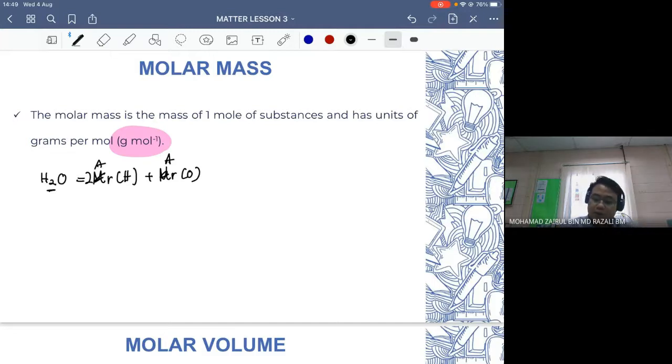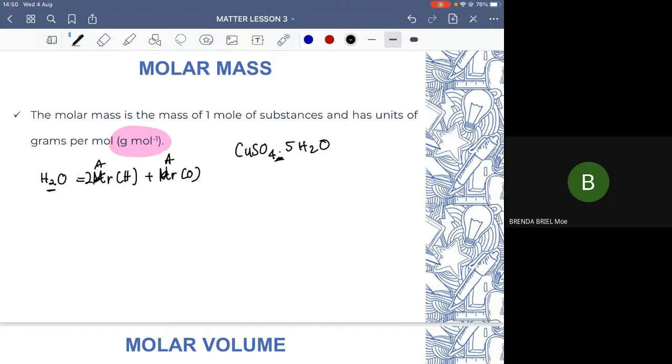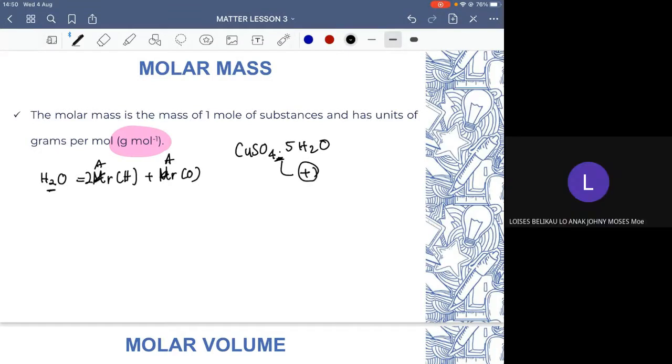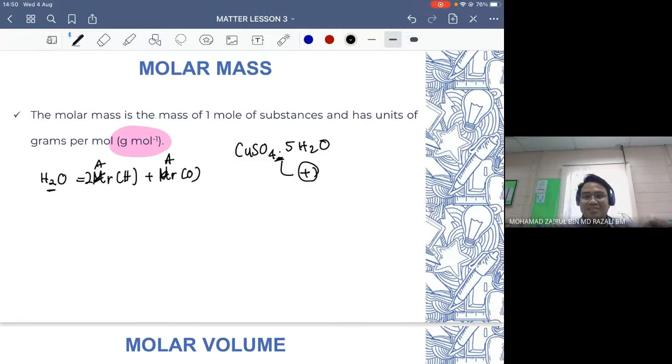Okay. So let's say kalau saya ada copper sulfate pentahydrate. Dot ni menunjukkan apa? Plus or multiplication? Plus. Dia menunjukkan tambah. Tapi kalau dalam mathematics, dot tu multiplication, darab. So awak kena bezakan sikit. Dia akan ada beza sikit.